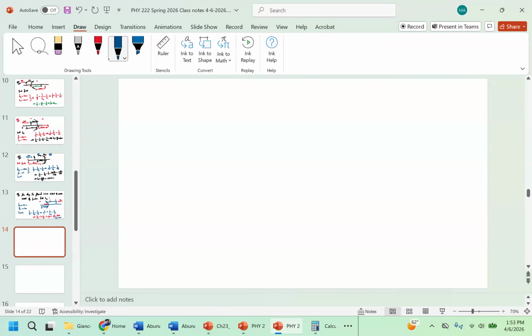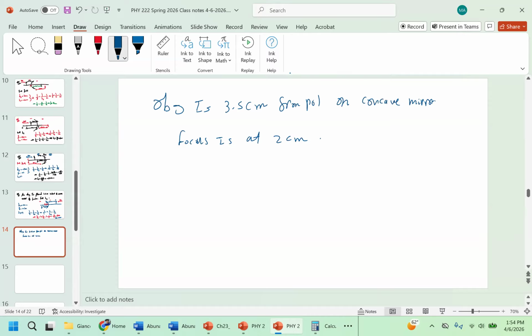So let's say the object is 3.5 centimeters, or meters, whatever you want to do. Let's do centimeters. 3.5 centimeters from the pole on a concave mirror. Focus is at 2 centimeters. Find the distance of the image.